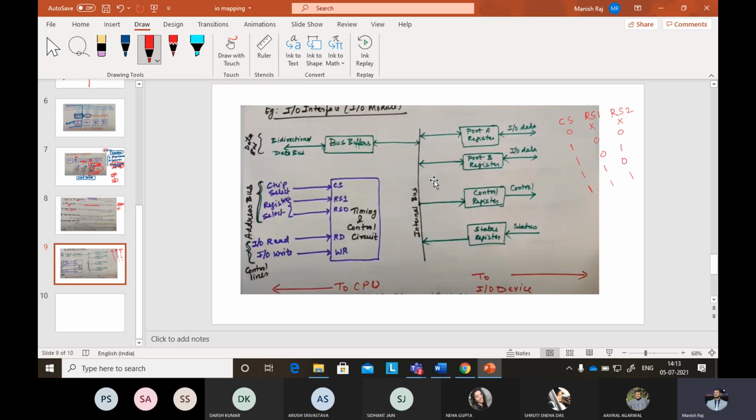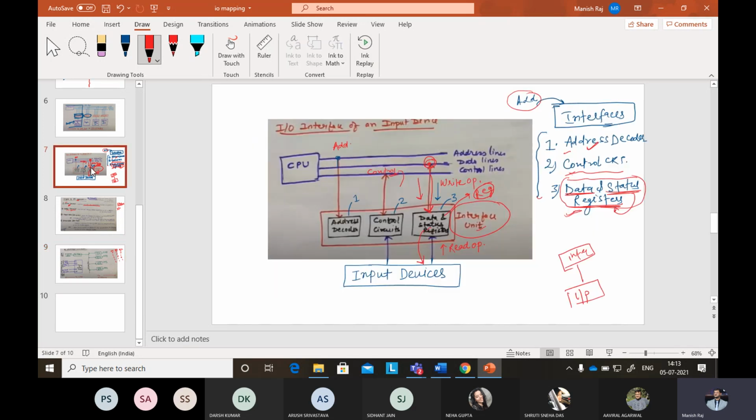What is the architecture of the interface? How can you choose according to your data and address buses? There are three parts in the interface: the address decoder, the control circuits, and the data and status registers. So this is the interface unit. I think you understand this whole part. Is it okay, beta, or not?